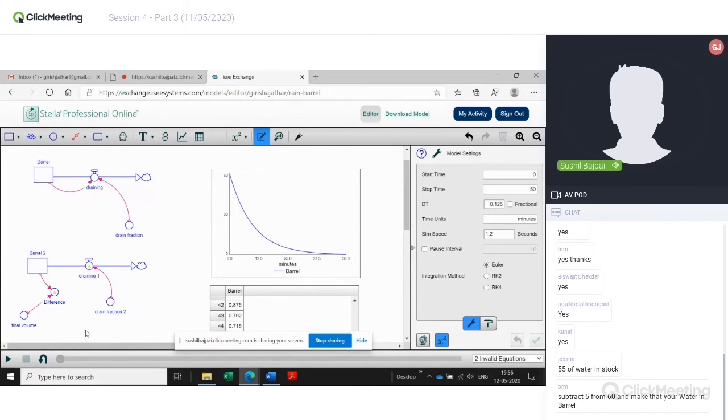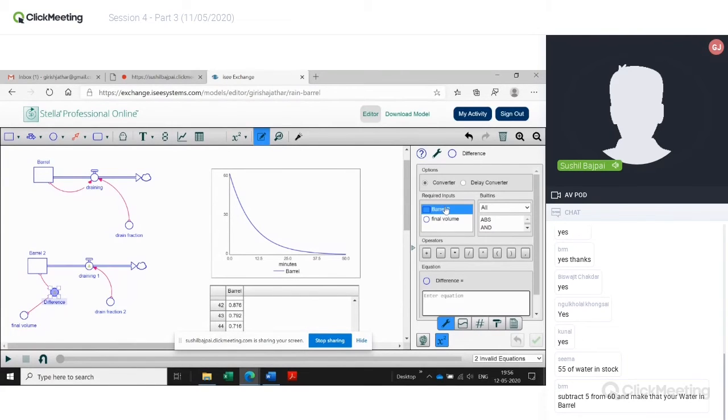Basically, we have a converter now of difference, which is taking one feed from final volume and the other from barrel 2. Okay? And what in effect we are doing here is comparing the volume of water in barrel 2 versus our final volume. That is what this will do. So how will you compare that? And that is what Behram says, subtract 5 from 60. That will do it. So that is what is happening here. So let us subtract that.